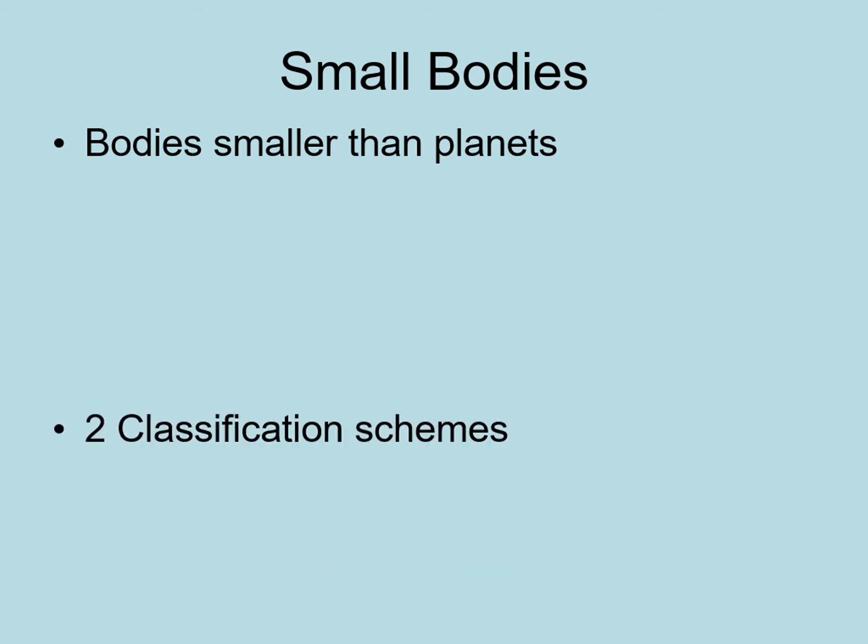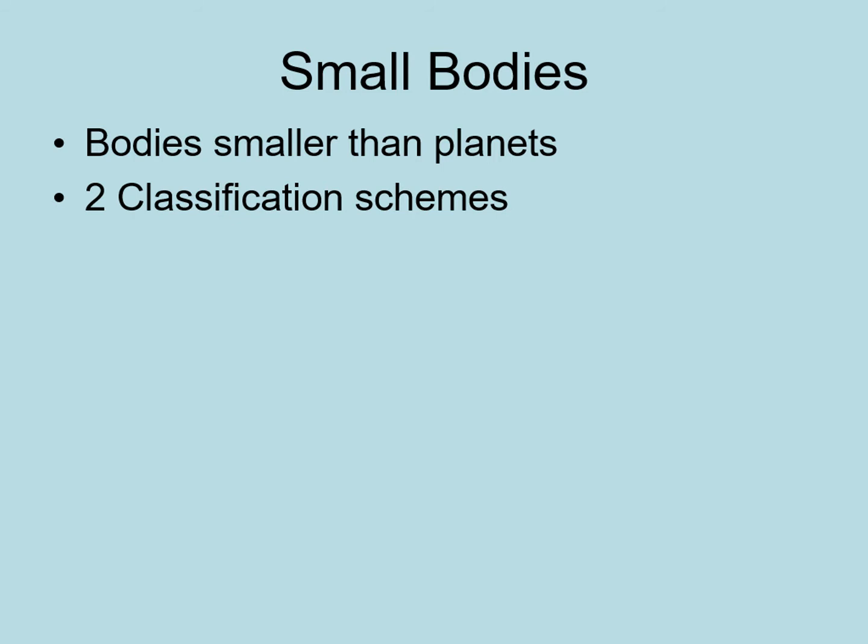We use the term small bodies in this course to describe anything smaller than a planet. This could include objects orbiting planets, like moons, and objects orbiting the Sun, like asteroids. Over the years, astronomers have developed two different ways of classifying small bodies in our solar system.